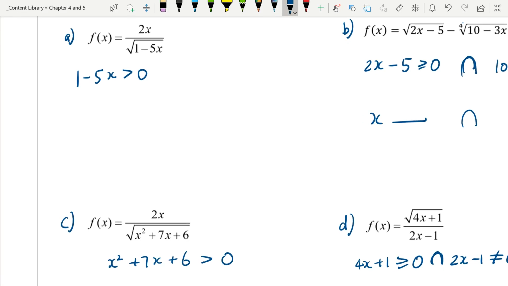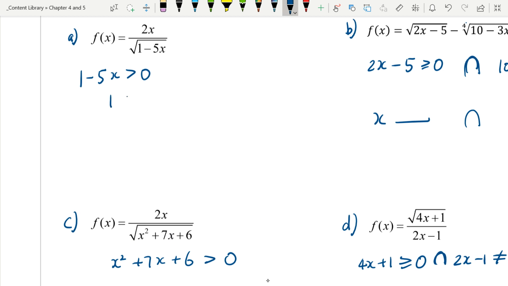Okay, the first one is easy to solve. It's 1 greater than 5x, and then divide by 5 on both sides. Is x less than 1 over 5?